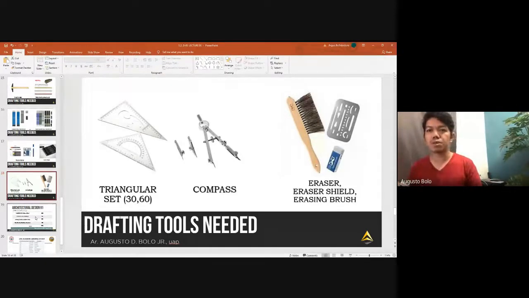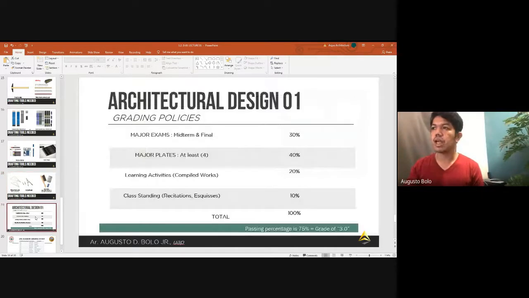Pero these are options na lang. Hindi naman siya required na magkaroon kayo. By just having an eraser, it's fine. Kung maingat naman kayo in erasing, it's fine with me. Okay. Let's go to how do we grade design.